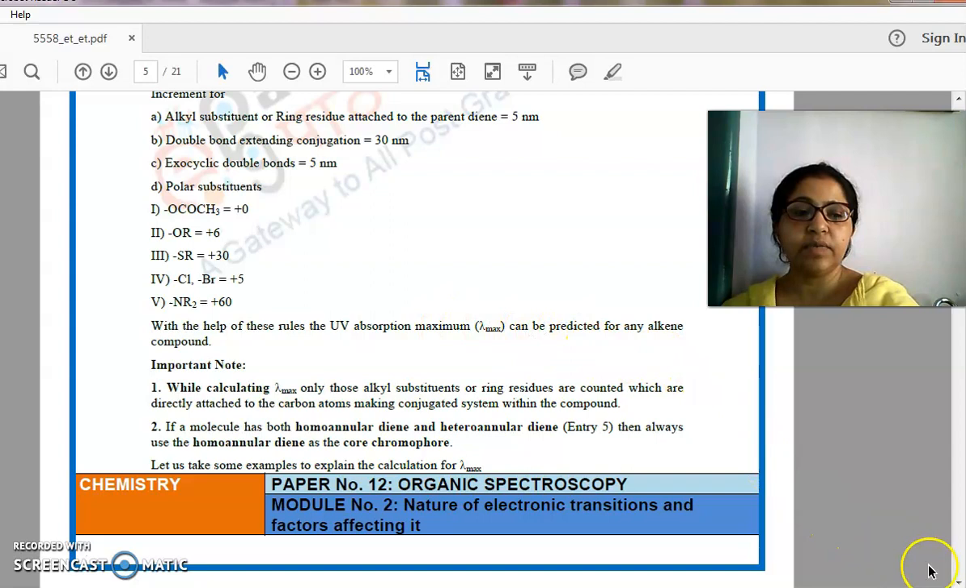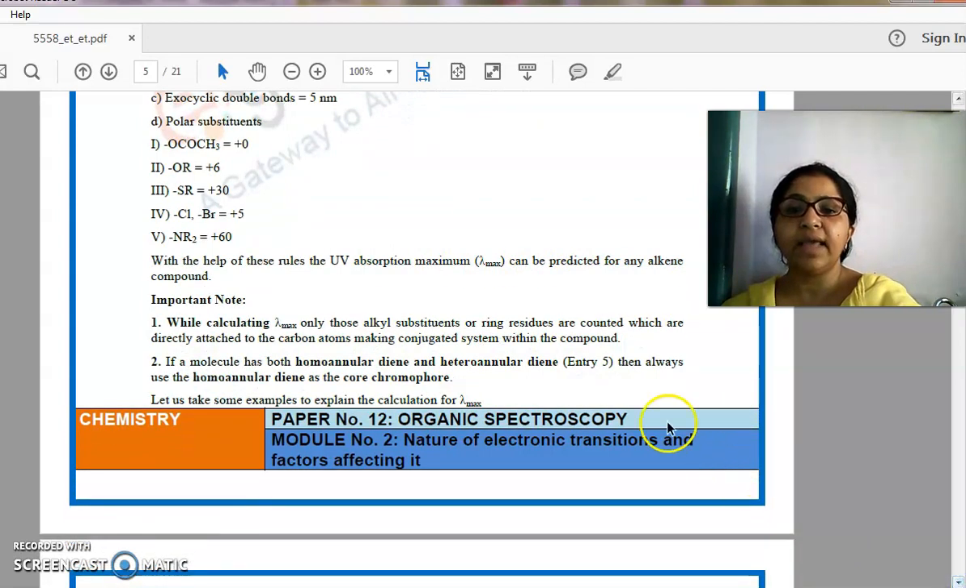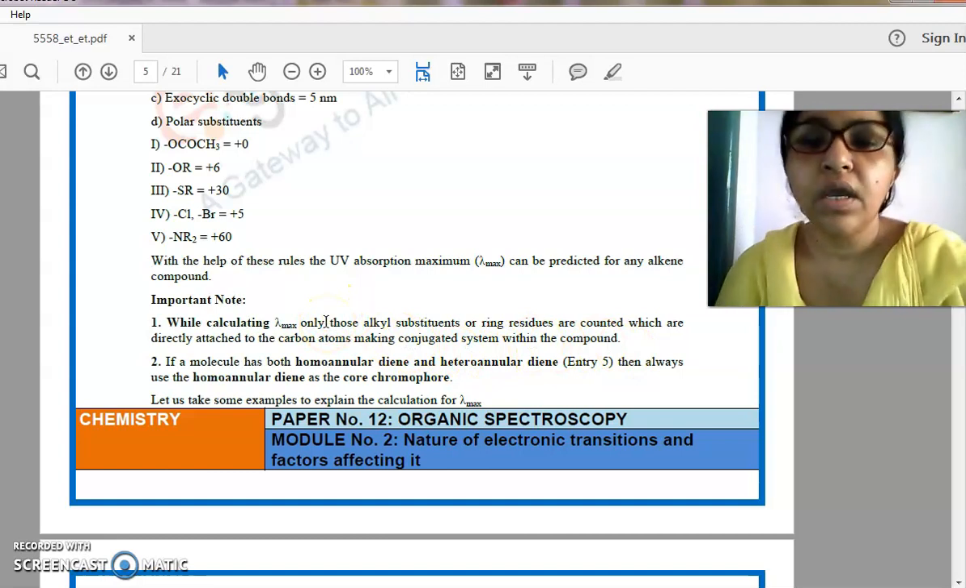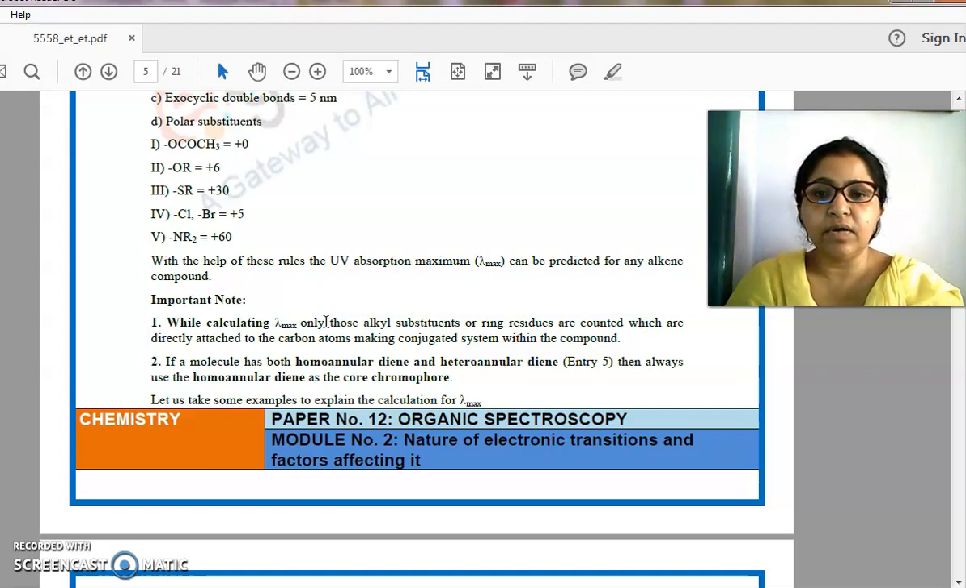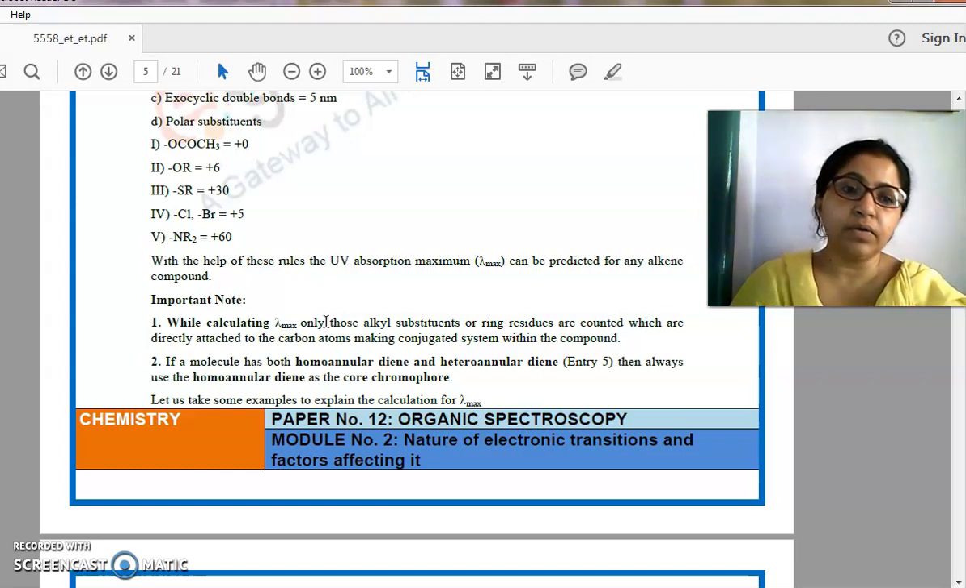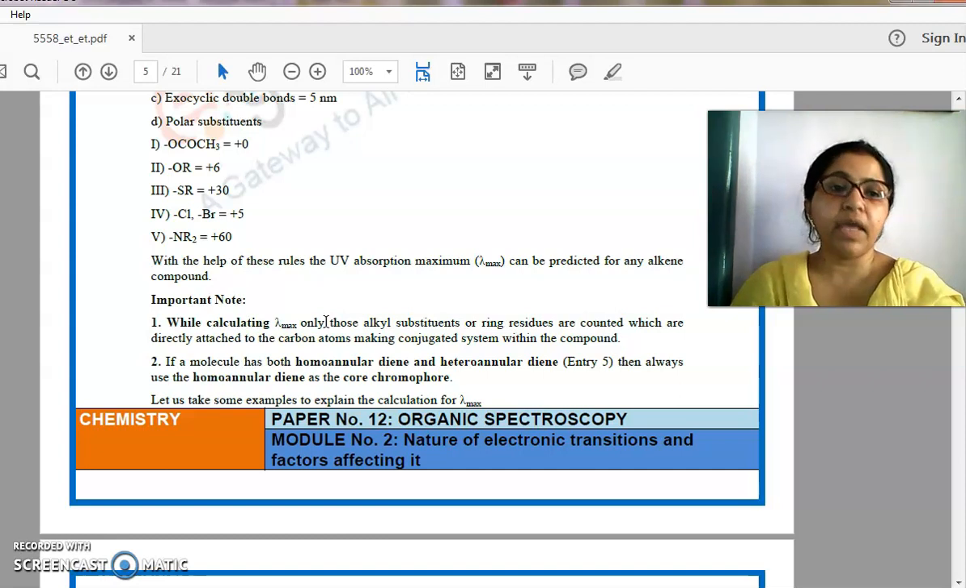Now let us see some important points discussed here. While calculating lambda max, only those alkyl substituents or ring residues are counted which are directly attached to the carbon atom making the conjugated system within the compound. So this is an important point. We will count only those alkyl increments which are directly attached to the carbon atom making the conjugated system. If it is out of that conjugated system, we cannot add it.